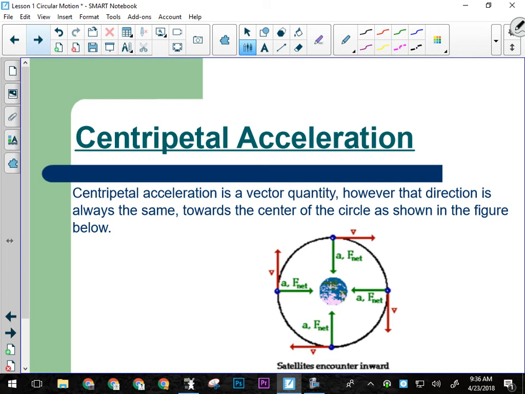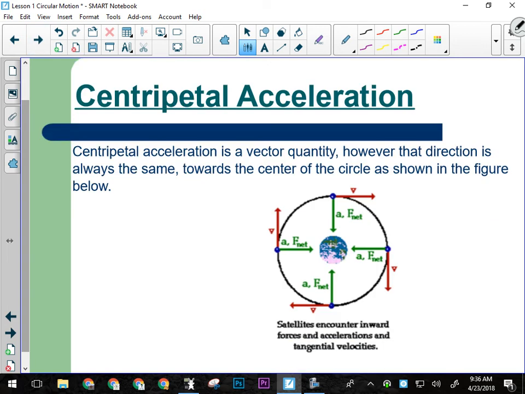Same is true for the moon orbiting the Earth. The force of gravity keeps the moon in orbit around the Earth.